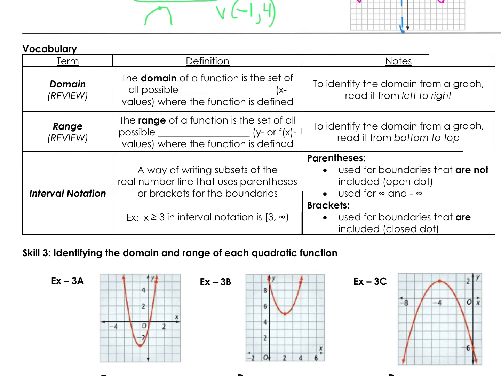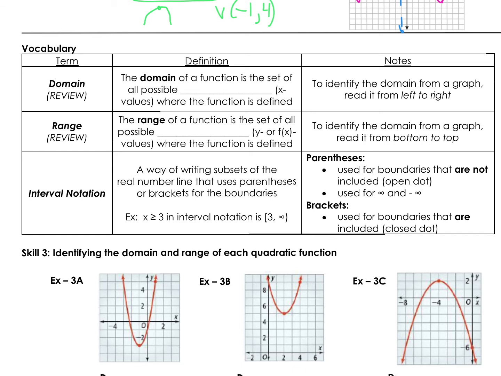Okay, let's review some definitions about domain and range. So, domain. I don't know what that blank is really supposed to say, to be honest. The domain of a function is the set of all possible x values where the function is defined. Normally, to identify your domain, you have to read it from left to right. So let's highlight this, and we'll go over that again.